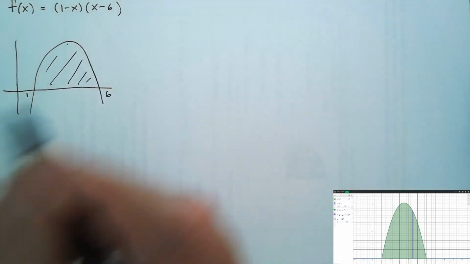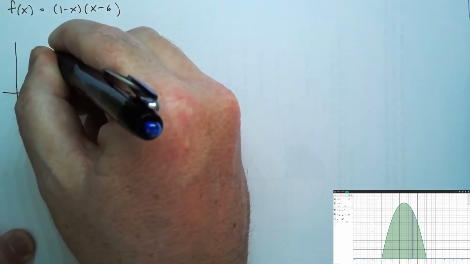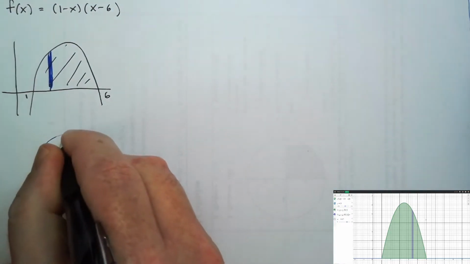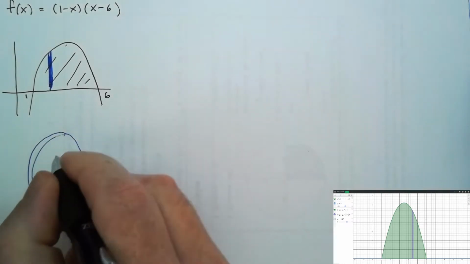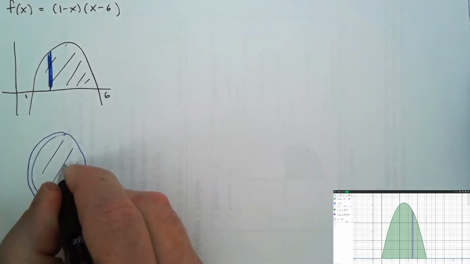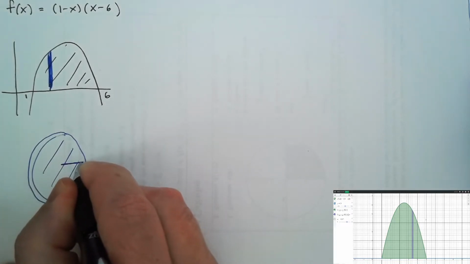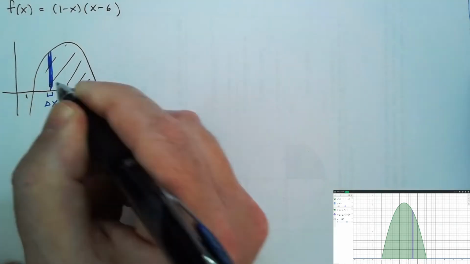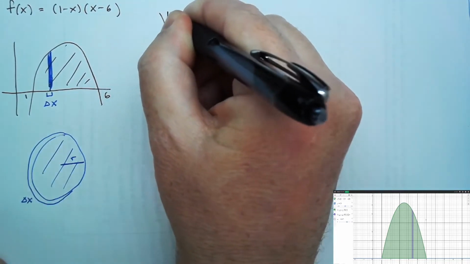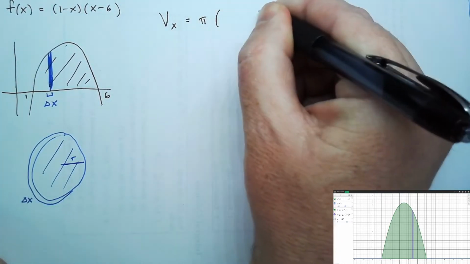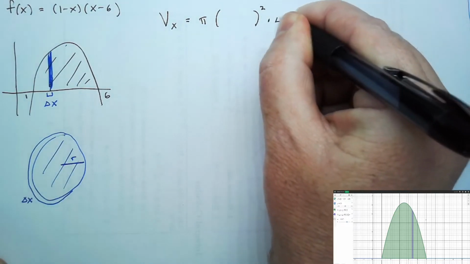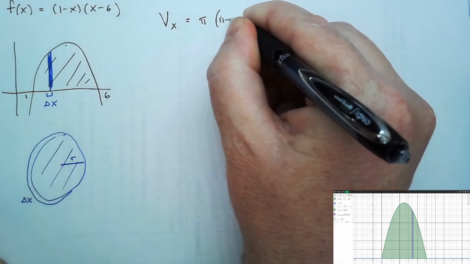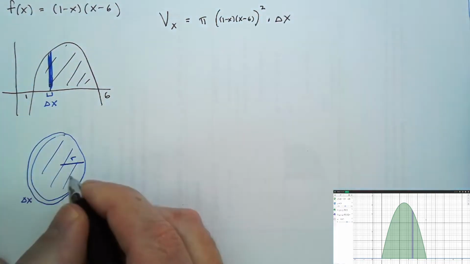For reference, here's a sketch of our region, and here's a sketch of a representative slice. We can also sketch what that slice looks like as we rotate it around the x-axis. We get this disk. In order to find the volume of this disk, we need to know its radius and its thickness, which we'll call delta x. The volume of this x slice would then be pi times the radius squared times delta x. The radius in this case is the height of the function, which would be the quantity 1 minus x times the quantity x minus 6.